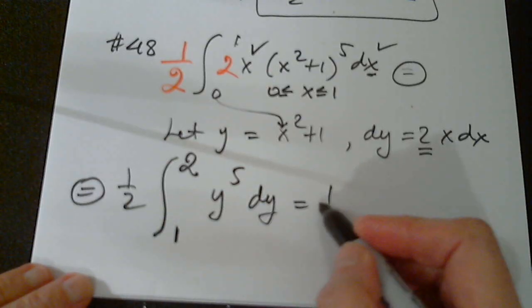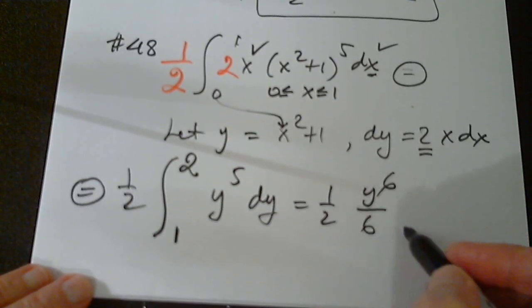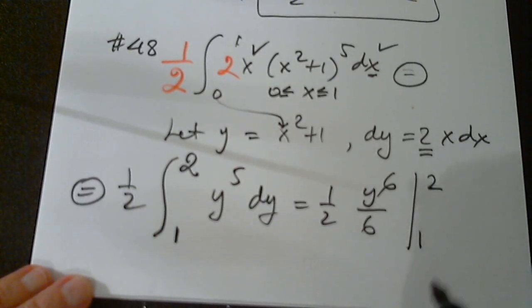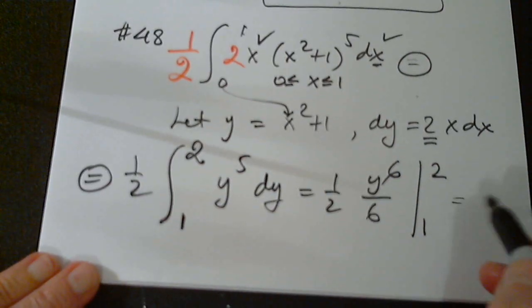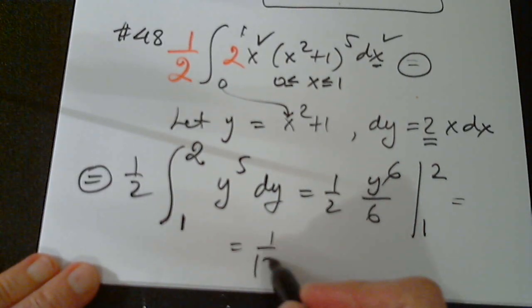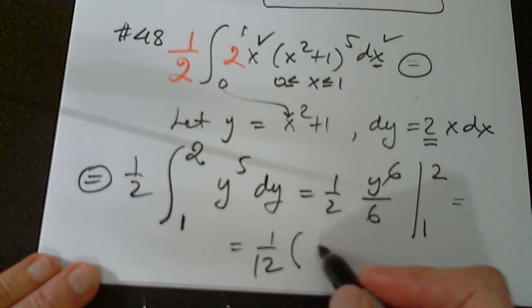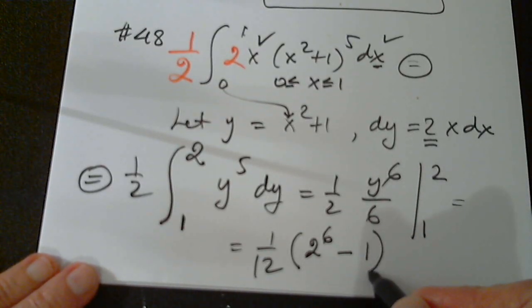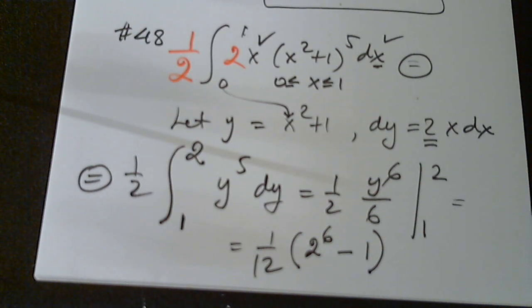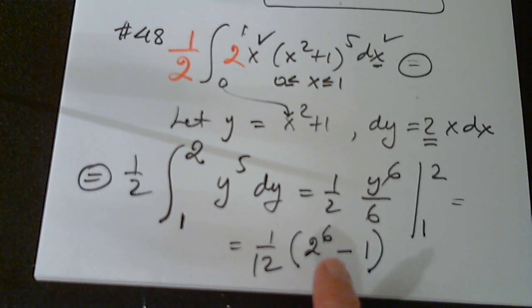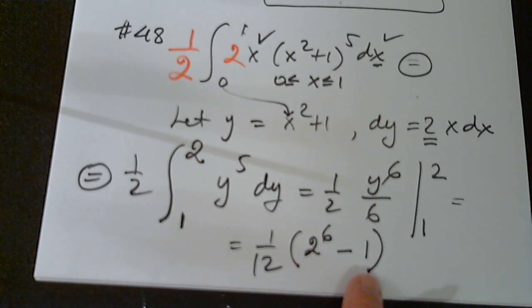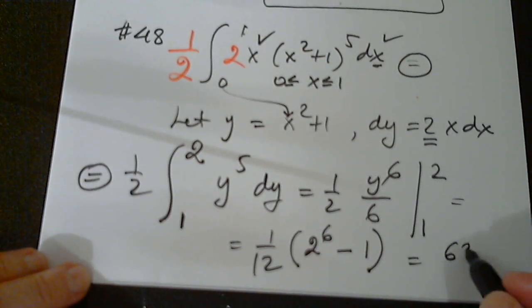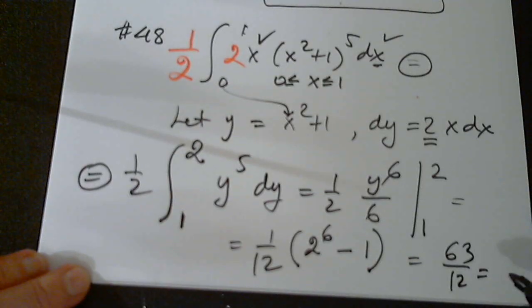So then the answer is 1/2 y to the 6th over 6, from 1 to 2, which means 1 divided by 12, times 2 to the 6th minus 1 to the 6th. 2 to the 5th is 32, 2 to the 6th is 64. 64 minus 1 is 63. 63 over 12 is divisible by 3. 21 divided by 4.